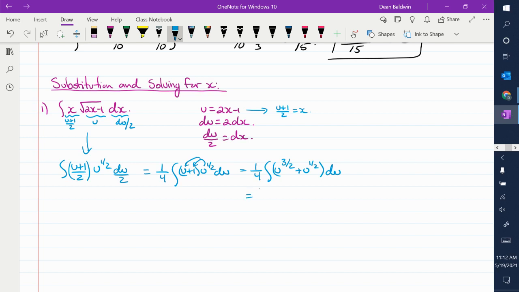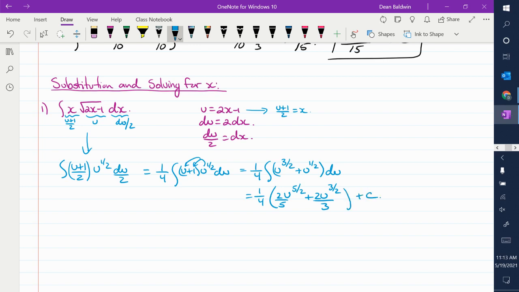So 1/4 stays there. u to the 3/2 plus 1, so plus 2 over 2, is 5/2. You divide by your new exponent. If you're dividing by 5/2, that's the same as multiplying by 2 over 5. Plus add 1 to u to the 1/2, u to the 3/2, over 3/2, which is times 2/3. You can leave it like that.